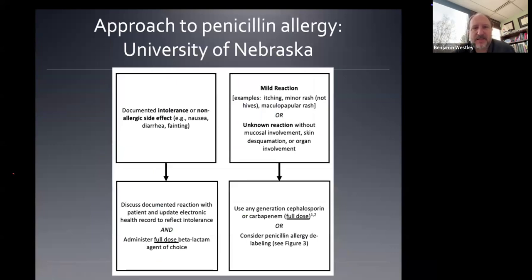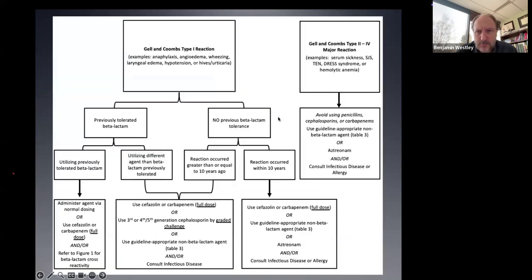So here's what Nebraska does. Nebraska is very aggressive about this issue. And if somebody has an intolerance, just like I mentioned, nausea, diarrhea, we discuss with the patient and we give the full dose beta lactam. We do the same thing or try to if we can catch it, but Nebraska routinely does that. If there's a mild or unknown reaction, they say that you can use any cephalosporin or carbapenem, or you can delabel the allergy, which we'll talk about in a minute.